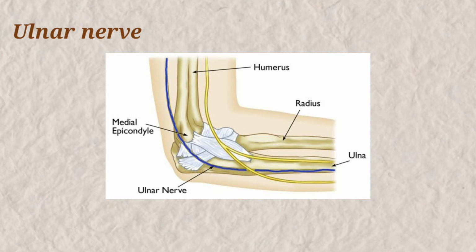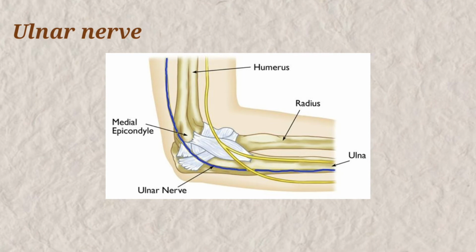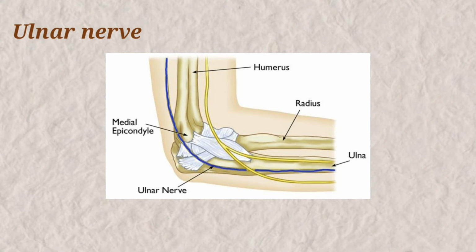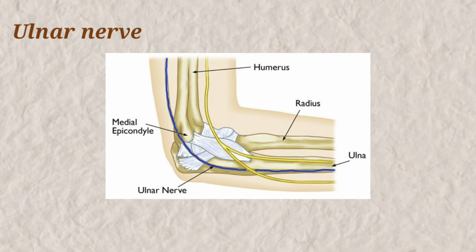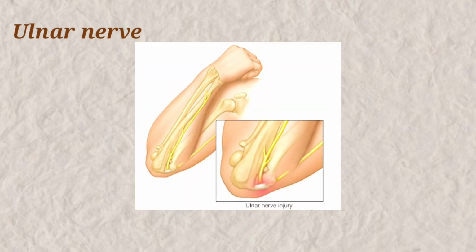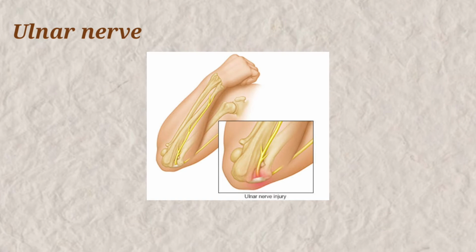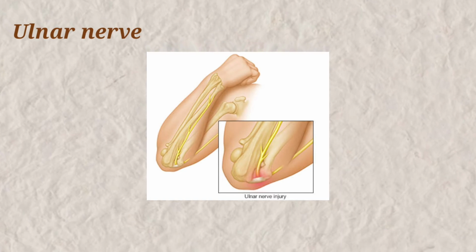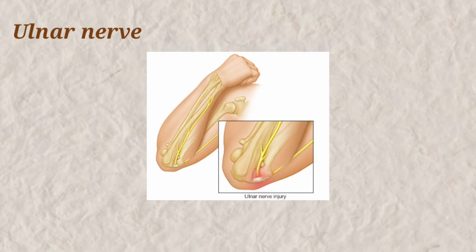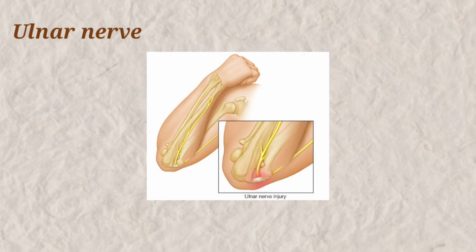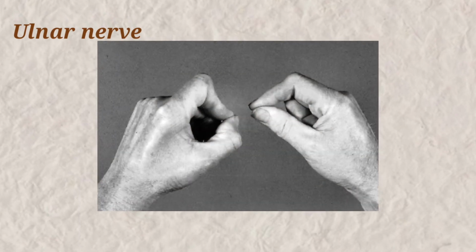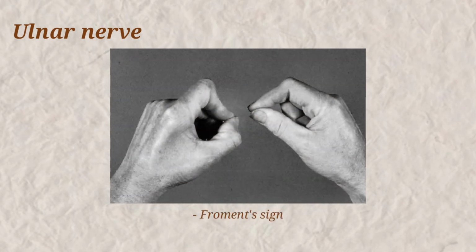Its branches include muscular branches that supply the flexor carpi ulnaris and the ulnar half of the flexor digitorum profundus. Injuries of the ulnar nerve at the level of the elbow are usually associated with fractures of the medial epicondyle. The superficial position of the nerve at the wrist makes it vulnerable to damage from cuts and stab wounds. Injury to the nerve may present with what we call Froment's sign.